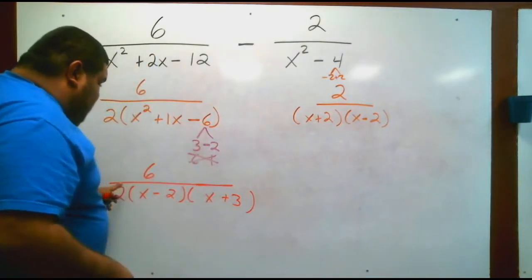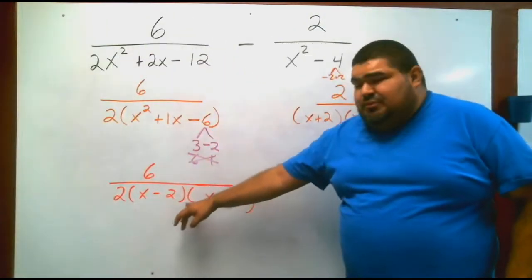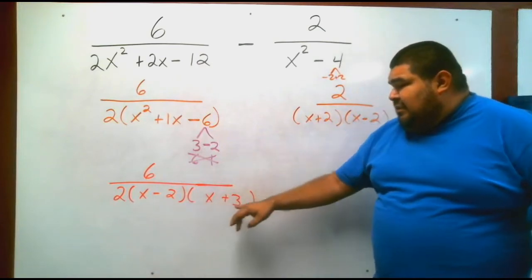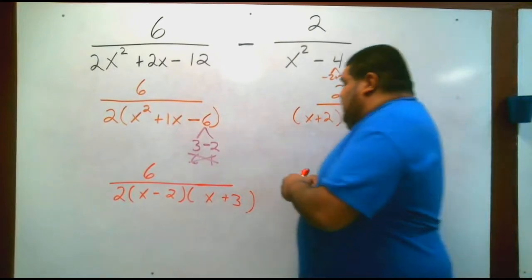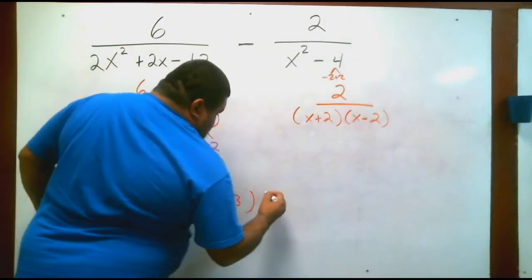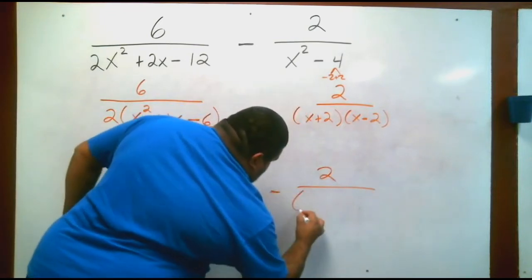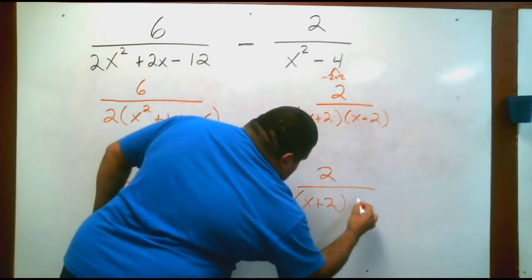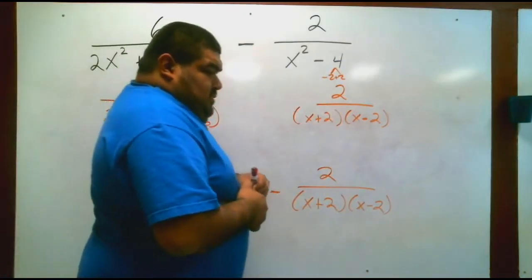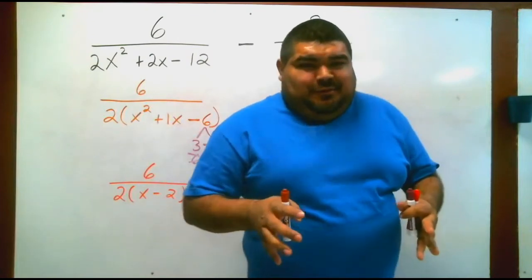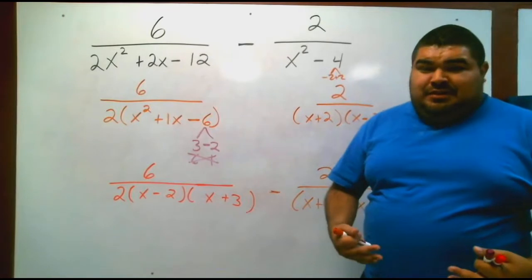So we have 6 over 2 times (x minus 2), another set, (x plus 3), and then we have minus, in the middle, 2 over (x plus 2), (x minus 2). Now this is where it gets really interesting. Keep in mind, we're trying to find the same denominators.